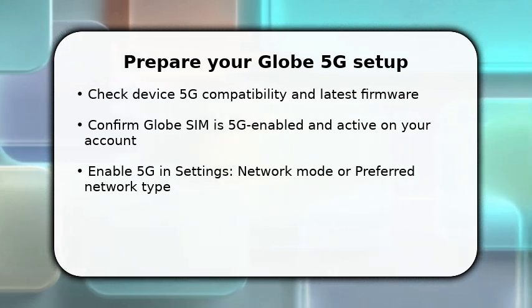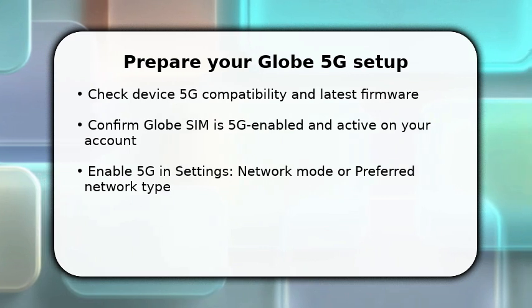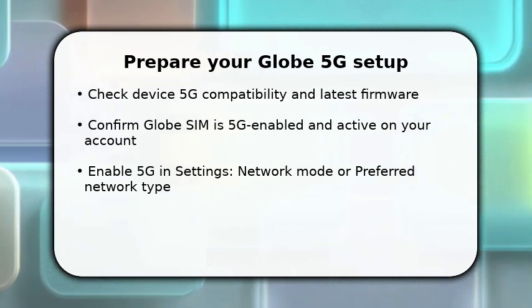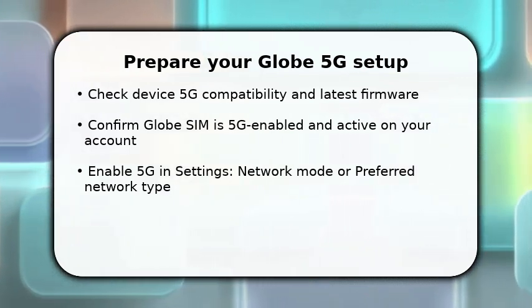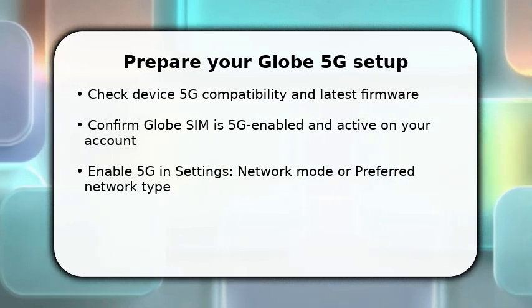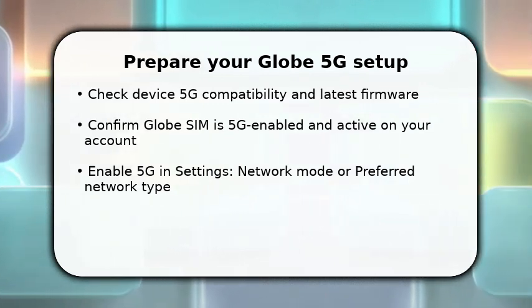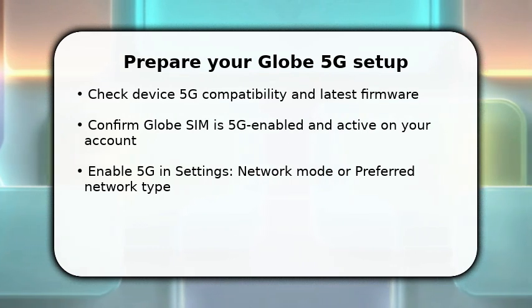Then open Settings and set network mode or preferred network type to include 5G. This forces your device to search for 5G cells. Do this now so the phone can register on Globe's 5G network immediately.